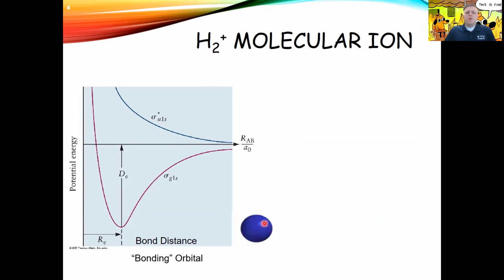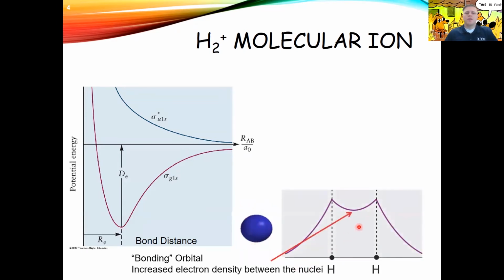This bonding orbital is low in energy. So right here on the left, I have a diagram where the x-axis is just the distance between two nuclei, and the left axis is the potential energy. And right here, this bottom line represents the potential energy for this bonding orbital. There's some minimum distance between the nuclei where you get a very stable bonding orbital. And when you get this bonding orbital, you get an increase in electron density between the nuclei.